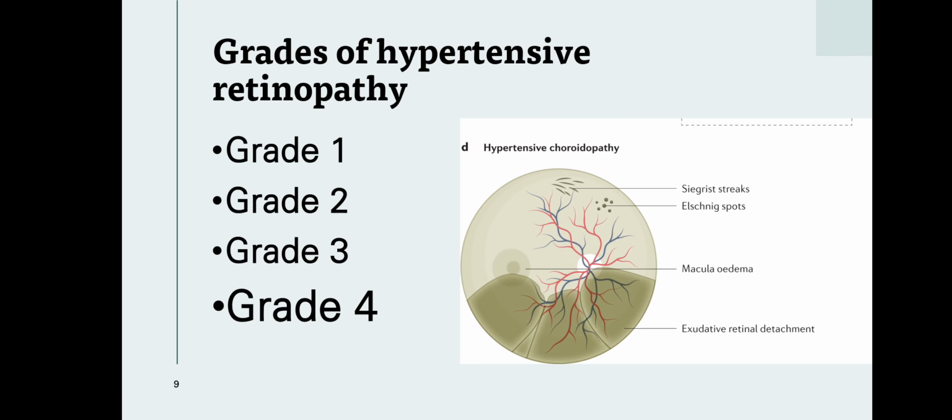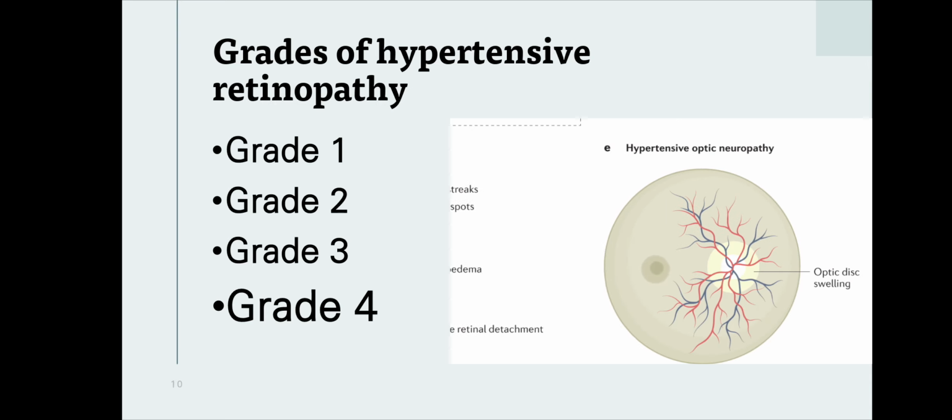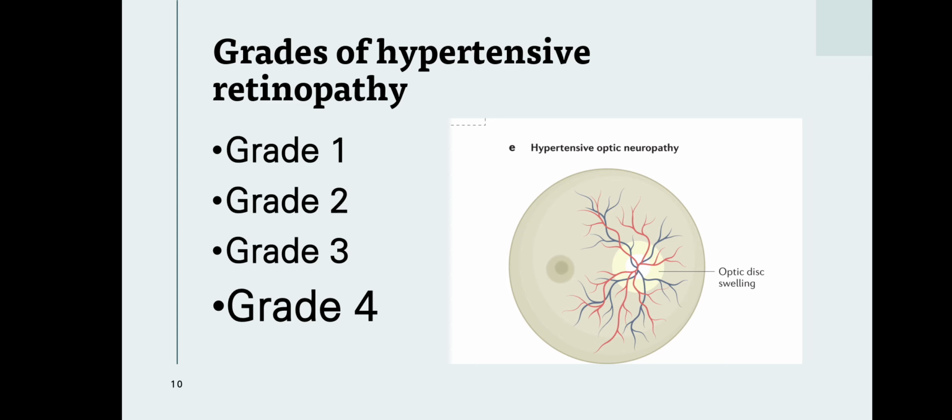Once you have continuous damage to the blood vessels because of hypertension, usually you start having choroidal involvement, which can result in SRF accumulation, that means exudative detachment, which can be inferior or at the macula, and it can also cause disc edema. So this is the grade 4 hypertensive retinopathy.